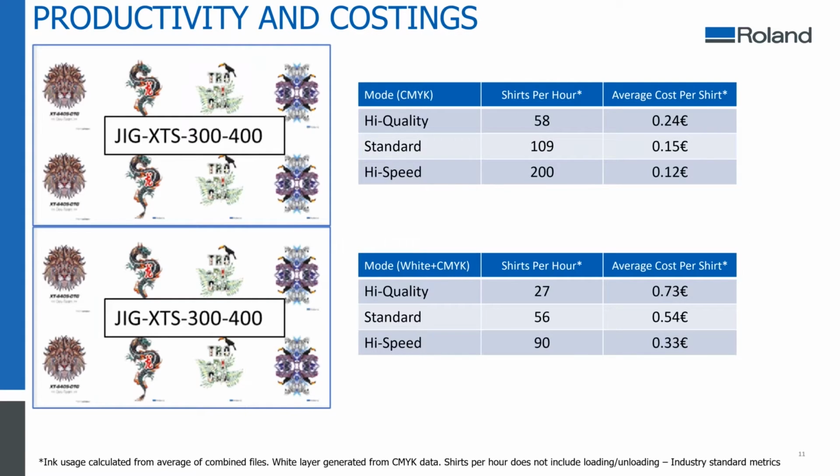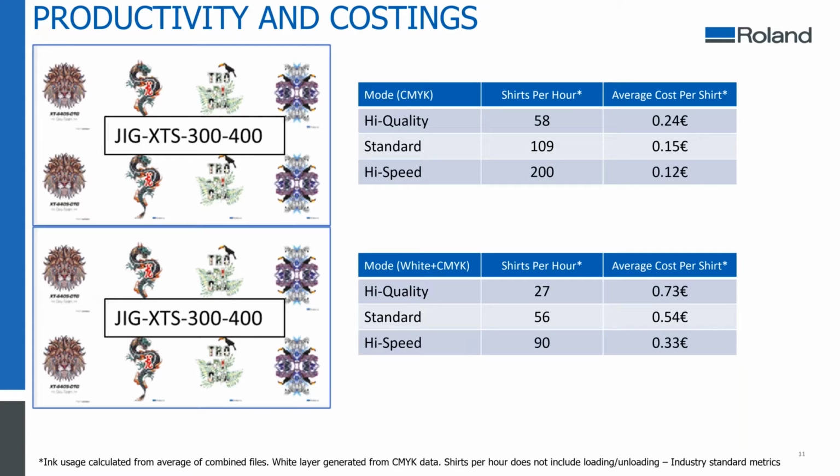To give you an idea of speed and costings per shirt, if we use our medium-sized jig, which has a print area of 300 by 400 millimeters, and we produced 8 white shirts with CMYK only, using industry standard metrics for speed, we can print 58 items per hour at high quality, 109 at standard, and around 200 in high speed. And looking at the average ink usage between the 8 items, our costings here for the ink range from just 12 cents to 24 cents for the ink alone.